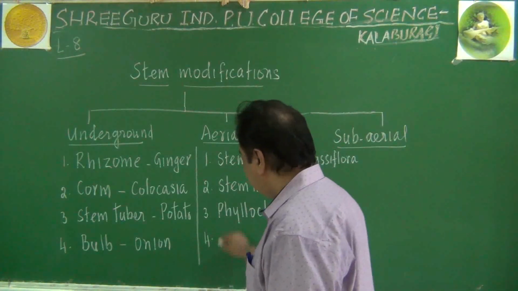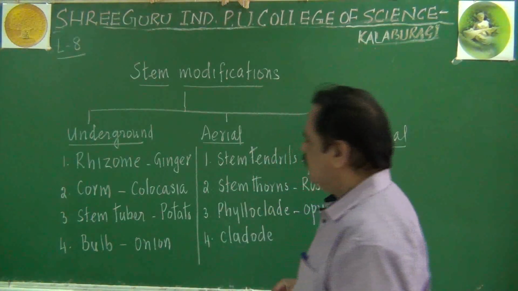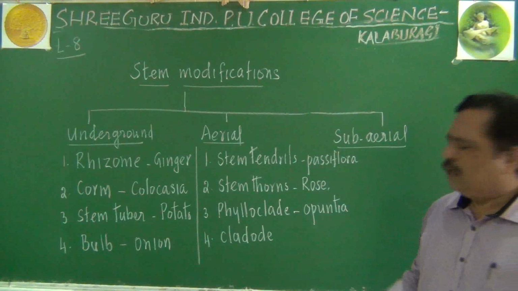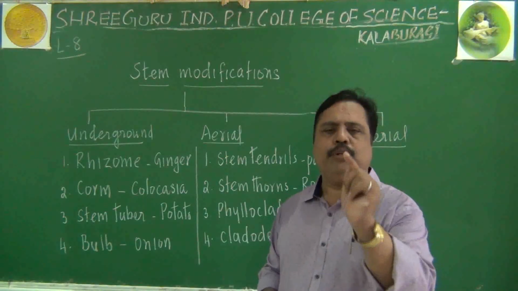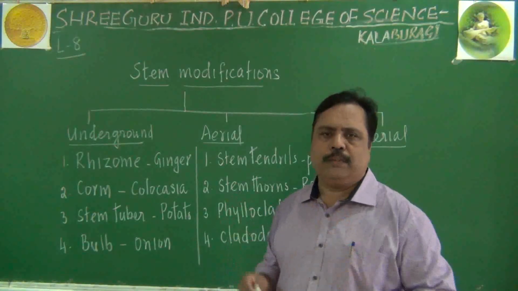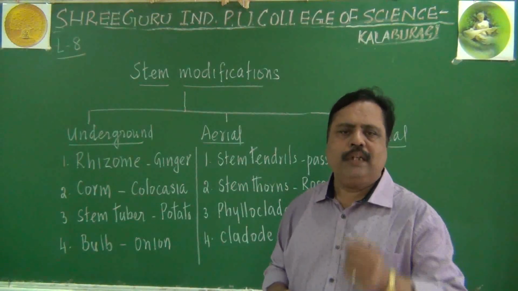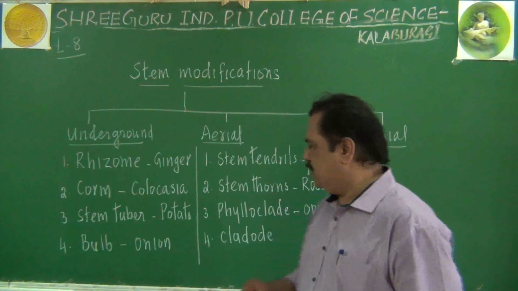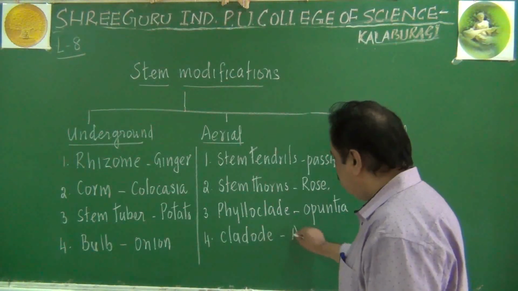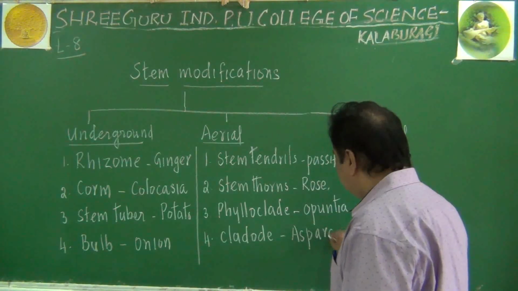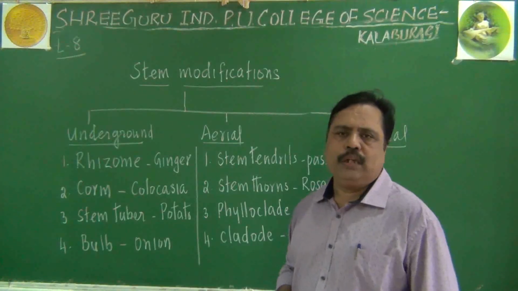Even I was telling you about the fourth aerial modification, called cladode, remember. Cladode is a single internode of the phylloclad. It will produce one internode only, in groups. They will not grow nodes and internodes like that. Single internodes are produced here. They will also undergo photosynthesis. Example for cladode is asparagus. We have seen asparagus racemose, which indicates the cladode type.